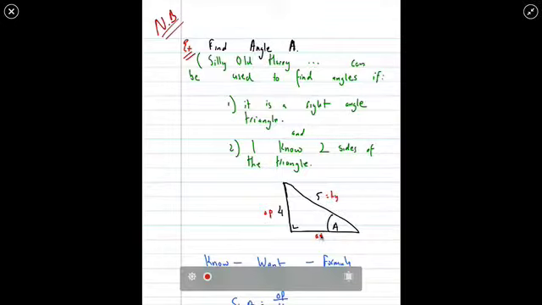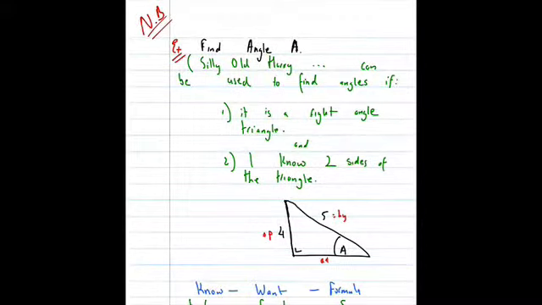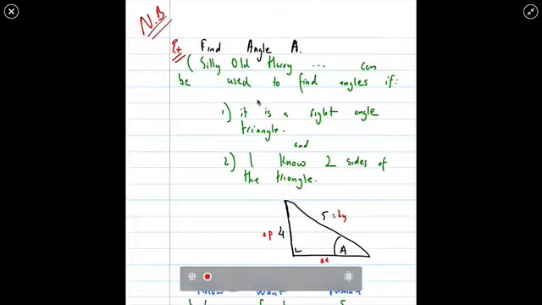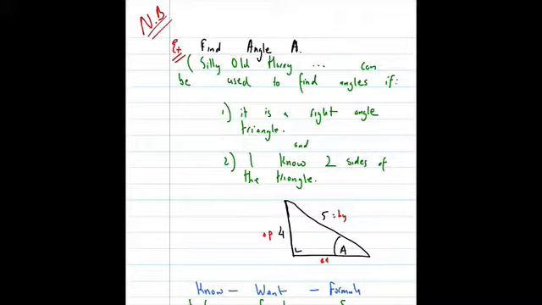Pythagoras' theorem would work if I was looking for the adjacent, but I'm looking for the angle, so it won't work. So then, you know the silly old Harry thing? This can be used to find angles as well, if it's a right angle triangle and I know two sides of the triangle. What was the first time I could use silly old Harry? When I had a right angle triangle, an angle and a side, and I was looking for another side.